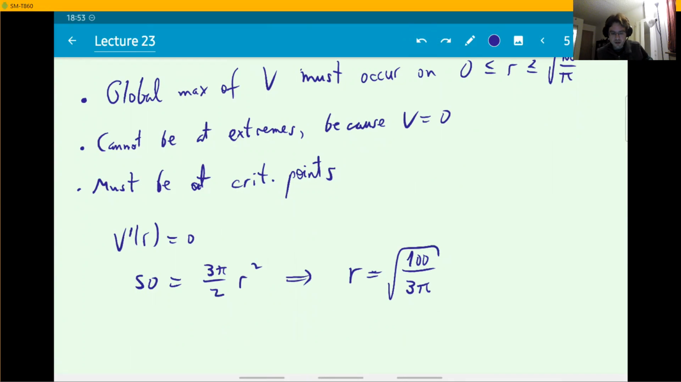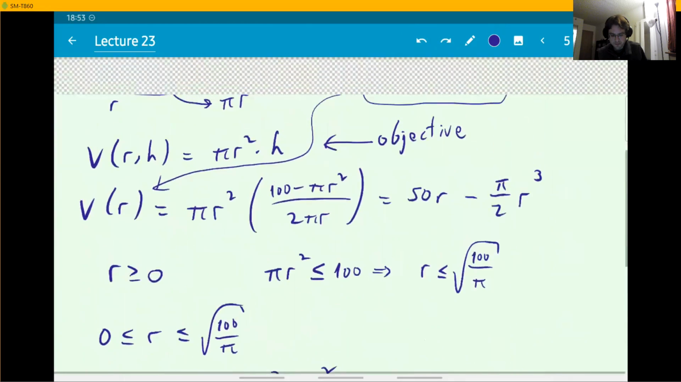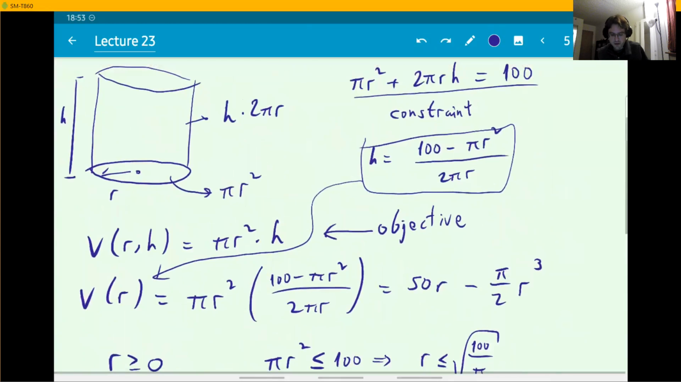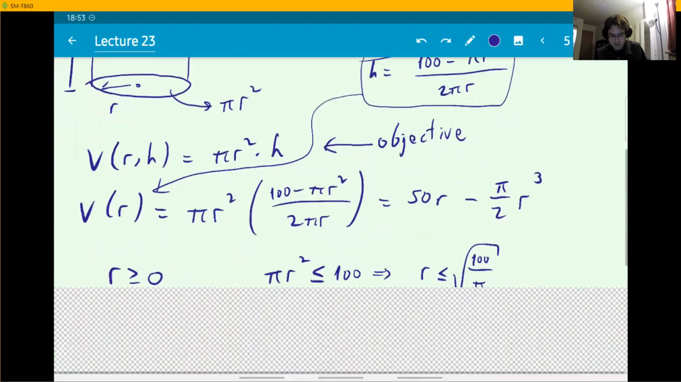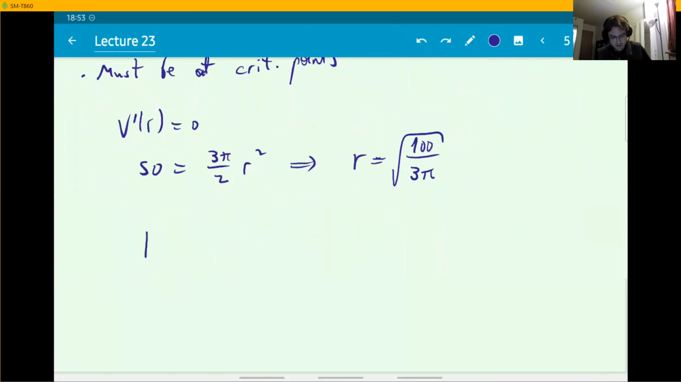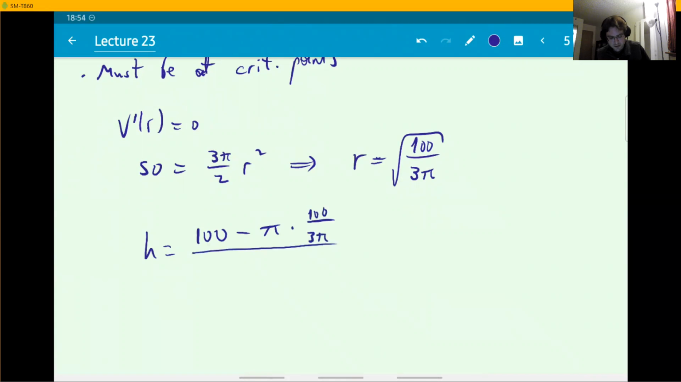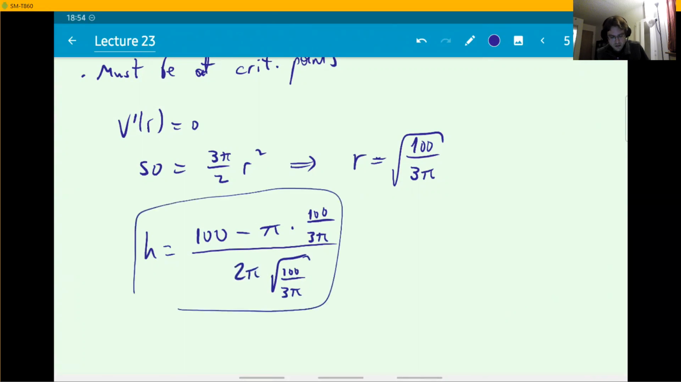We're just missing the H. How do we find the corresponding H? Remember, there was a constraint between R and H. Here it is: 100 minus pi R squared, divided by 2 pi R. So R squared is this, and then divide this by 2 pi R. Once again, here is R. So this is the H.